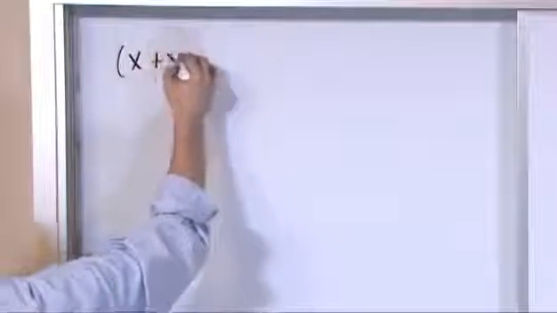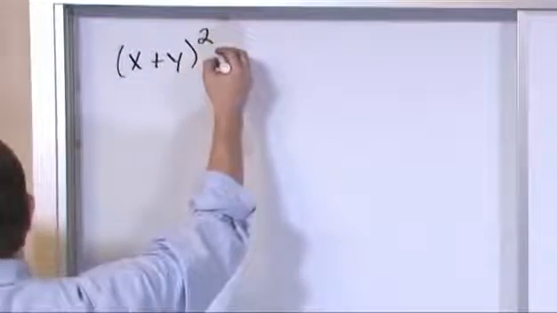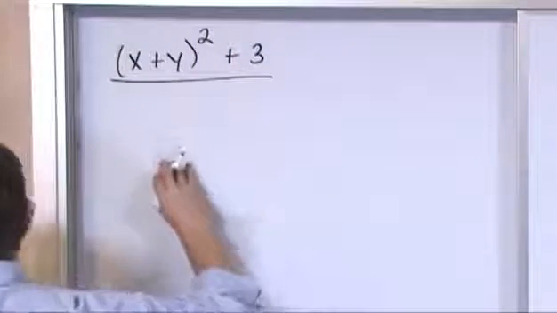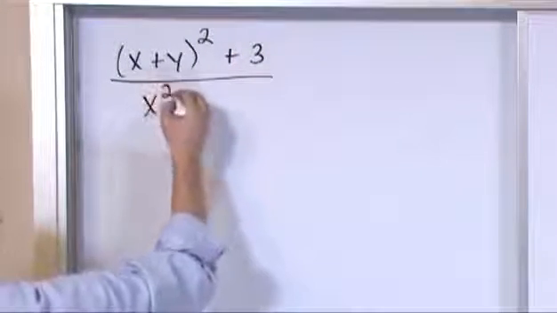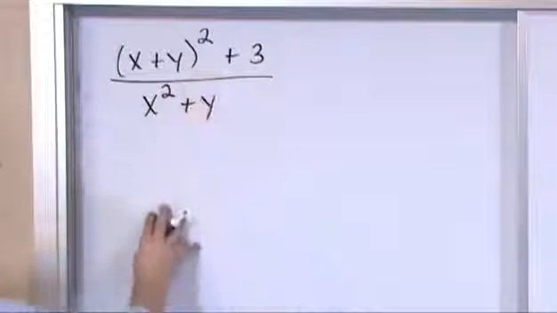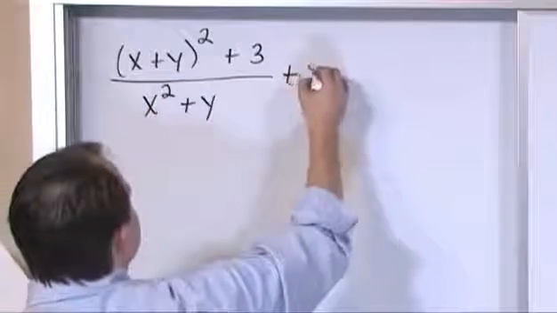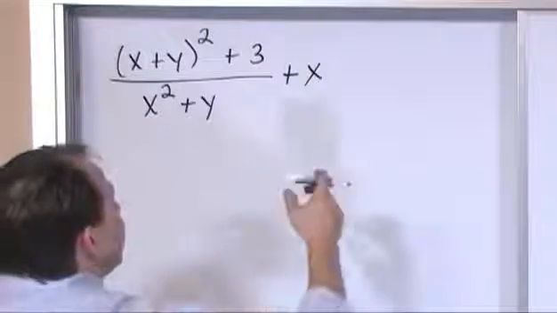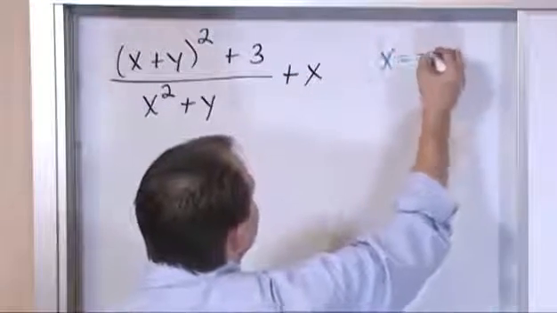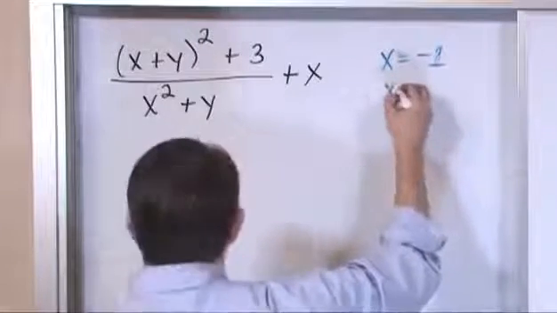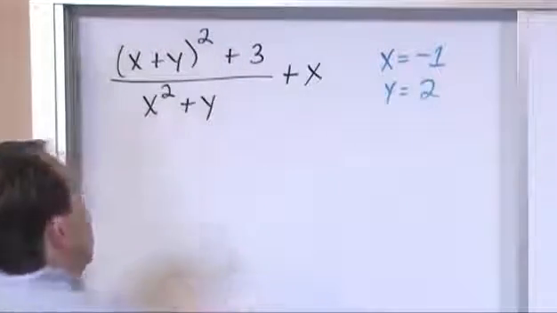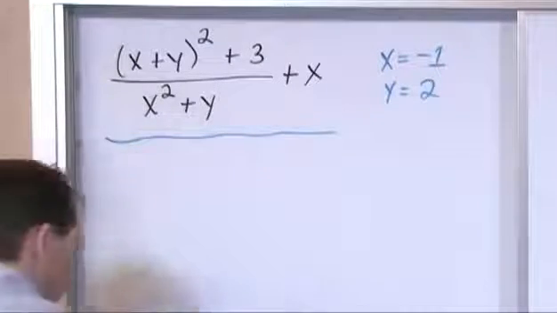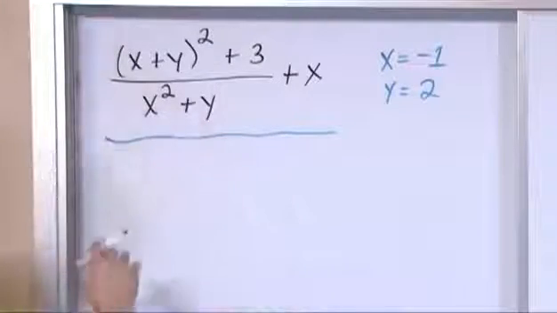x plus y squared plus 3, and let's say x squared plus y, and let's say plus x over here. And let's say, for our 2 variables, let's say x is equal to -1, and let's say y is equal to 2. So what would we do? Well, we're just going to proceed as we totally have been doing before.